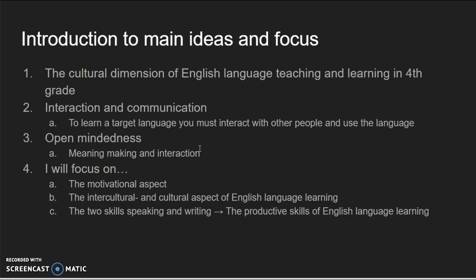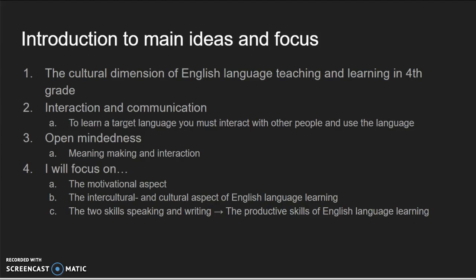Yes, the introduction to main ideas and focus. I have chosen the cultural dimension of English language teaching and learning in 4th grade. This I have done because the cultural dimension is a big part of teaching and learning English. And through that I have chosen interaction and communication to be my focus and main pointers, because to learn a target language, you must interact with other people and use the language.